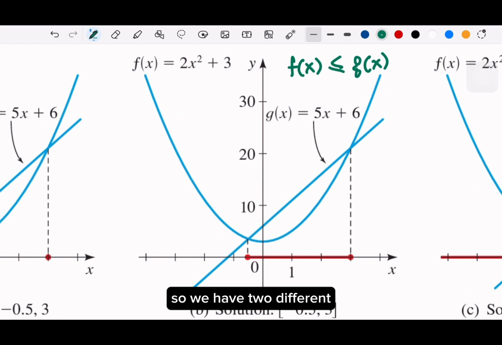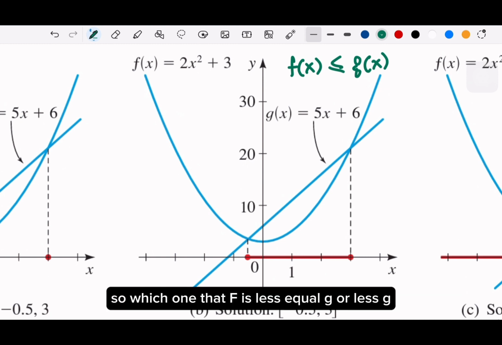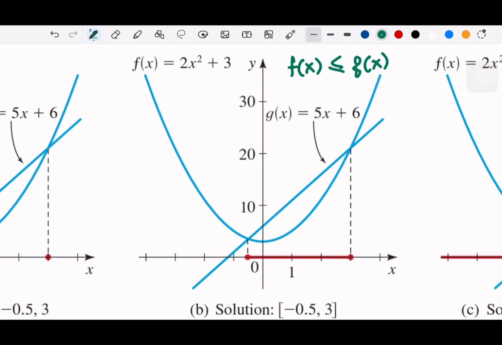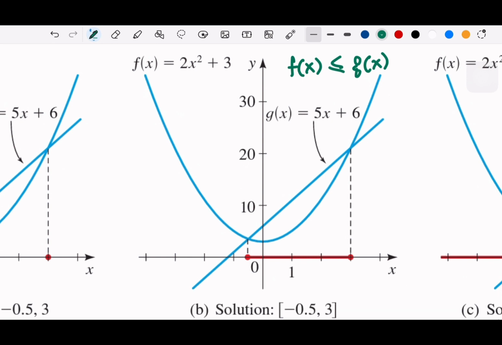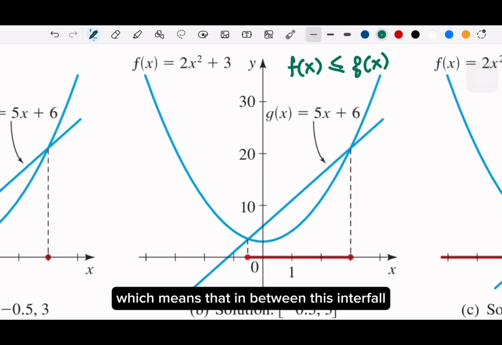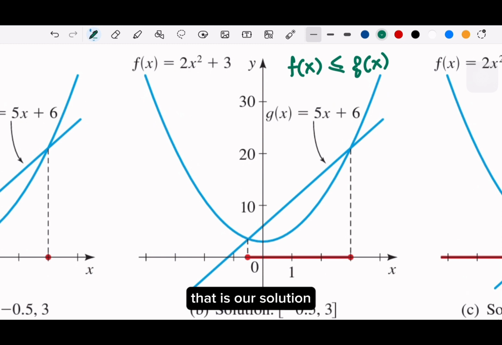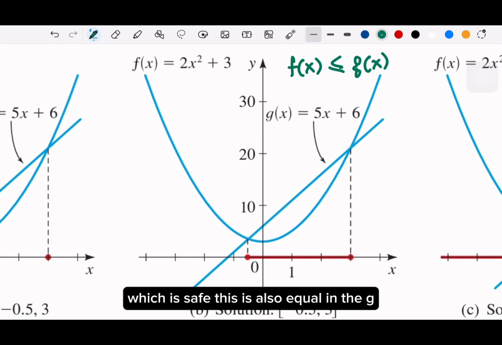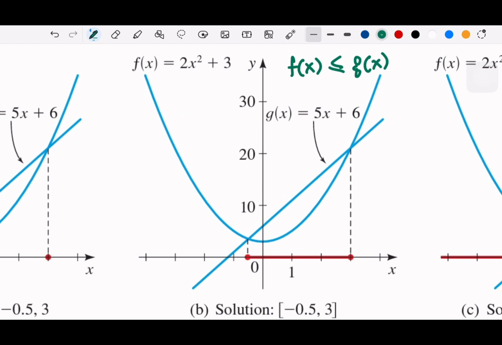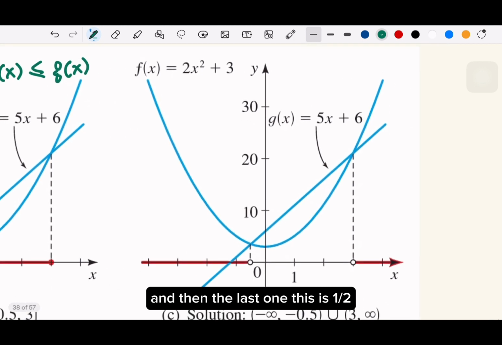So we have two different graphs, right? Which one is f less than or equal to g? Below here, right? This f is below this line, which means that in between this interval, that is our solution. So we can write the solution within the interval. Since this is also equal to g, we need to include the endpoints. Okay? And then the last one.